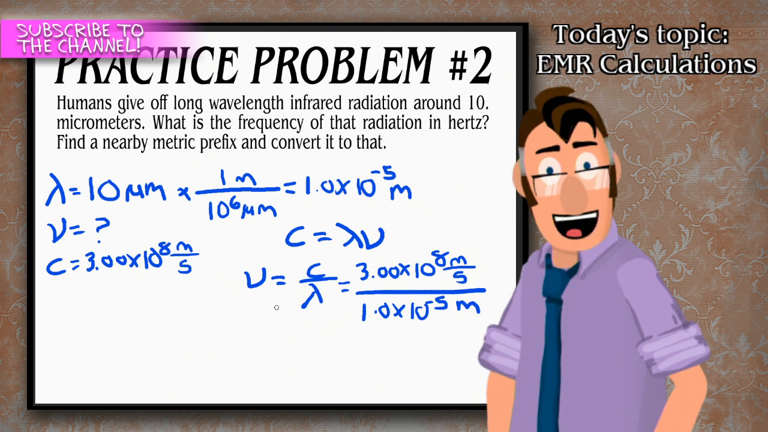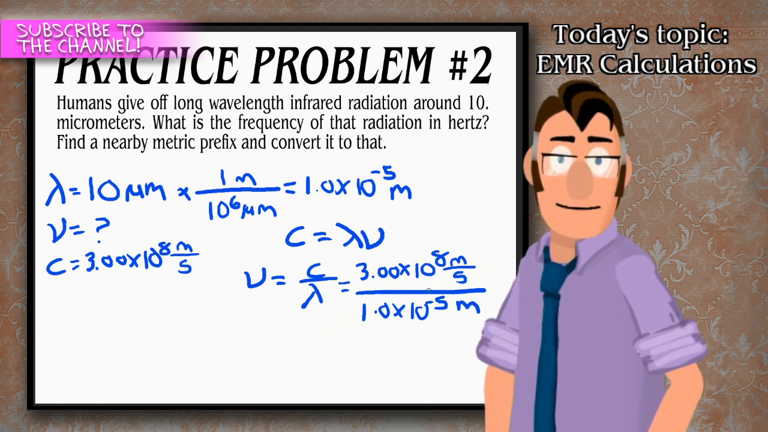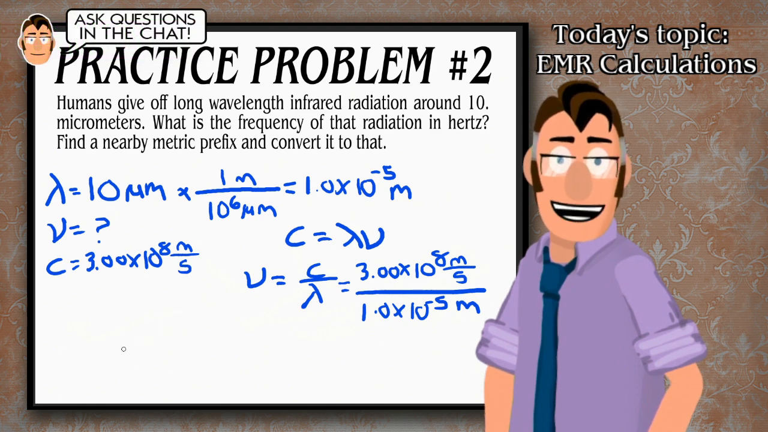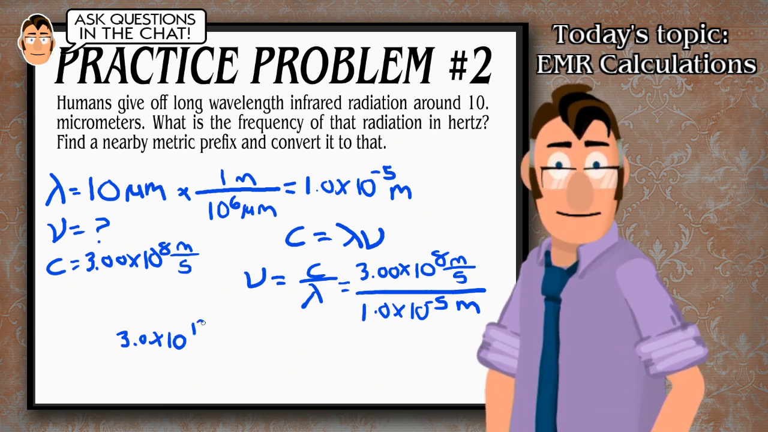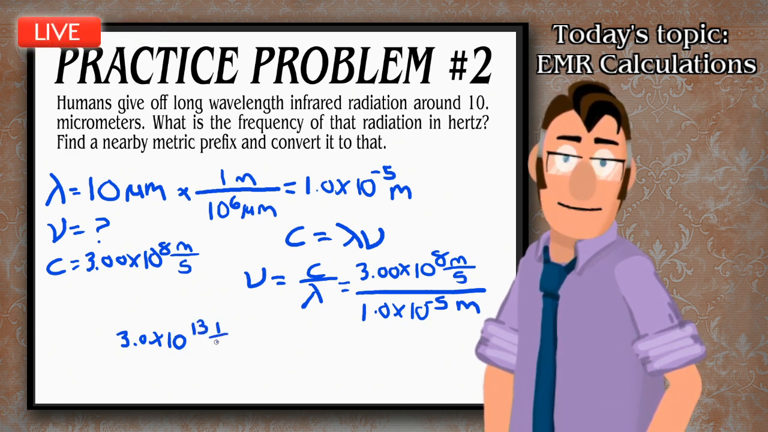And so we are going to end up, now again, if we have 10 to the 8th over 10 to the -5th, we essentially add those exponents. So we're going to end up with 3.0 times 10 to the, if I remember correctly, 13th per seconds, or hertz.